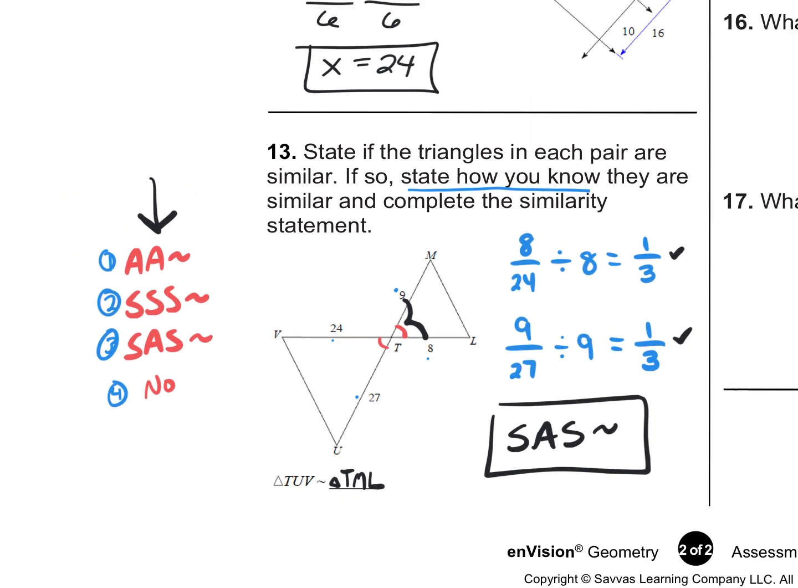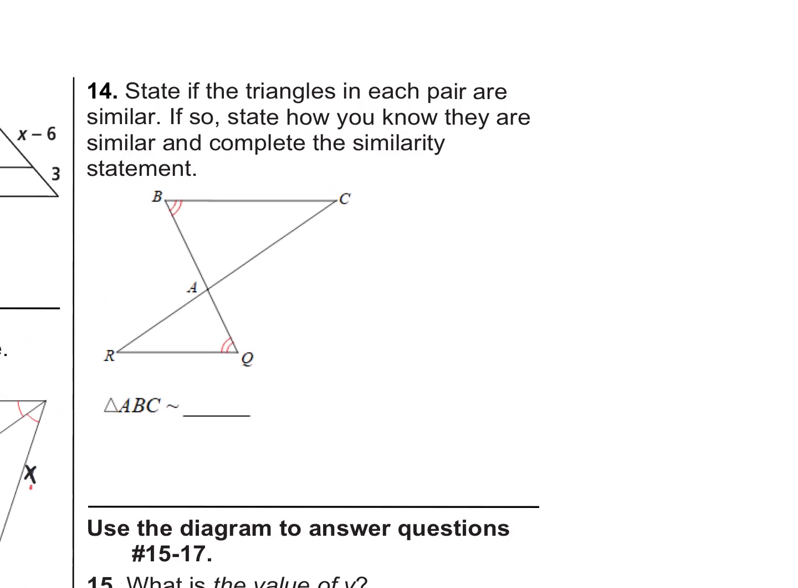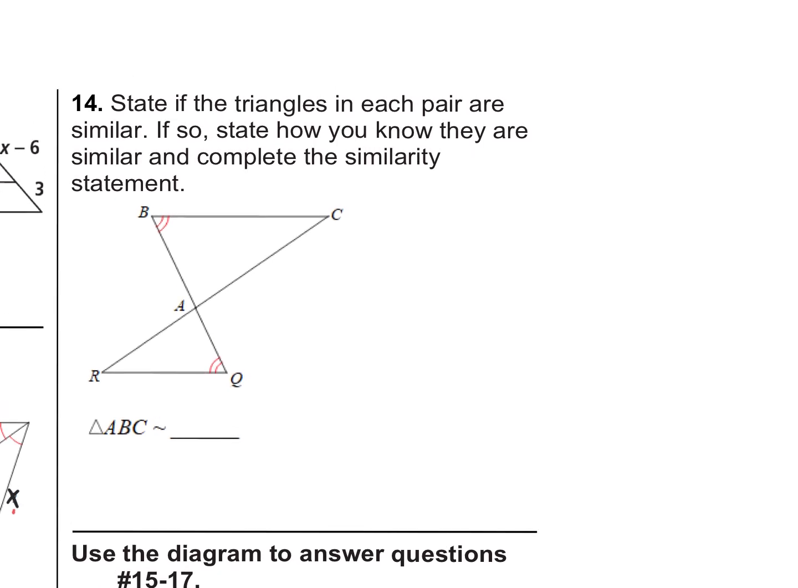Number 14, same idea. Always start with something you can assume. What can you assume? The angle A is the same. Did it give us any other information to check? As in, did it give us any sides to check? Nope. So we check one of the 3.